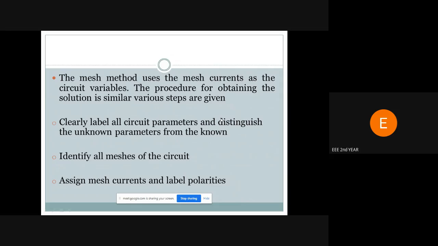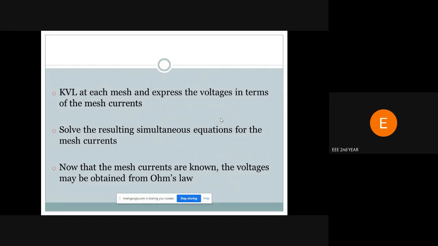Then you have to assign the mesh currents and label their polarities, right? So we have to assign the mesh current direction and label the polarities, positive or negative, where it comes positive, where it comes negative. Then apply the KVL law in each mesh.